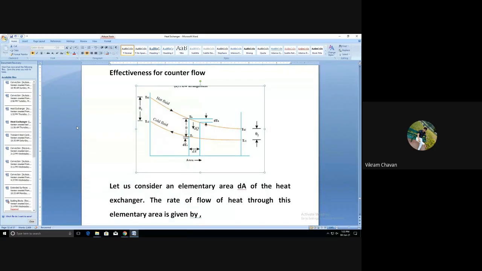Draw the diagram properly. Provide these arrows to the diagram. Opposite directions you have to show, so that will represent that the type of heat exchanger is counterflow. The counterflow heat exchanger is there. So arrow direction is the important one in this diagram. Provide all the appropriate nomenclature.